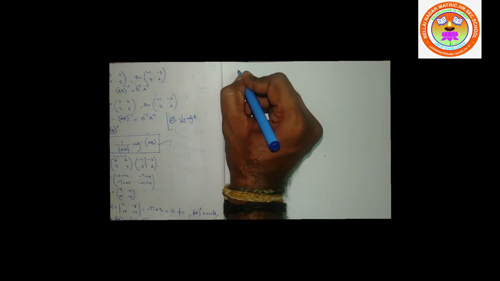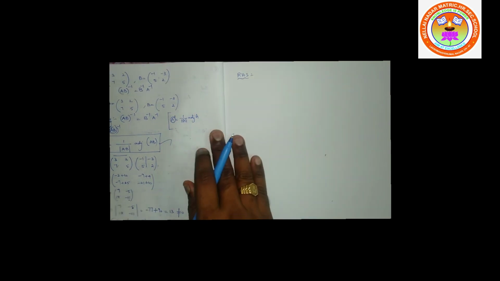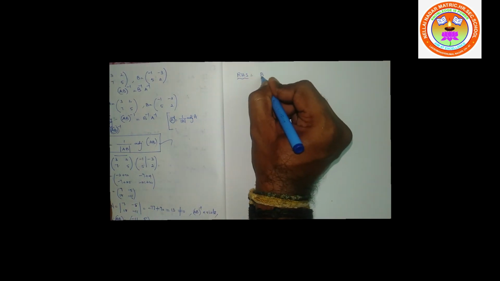Next I need to prove the RHS. After proving the RHS, I need to check whether LHS and RHS are equal or not. So next, the RHS. RHS is nothing but B inverse into A inverse.